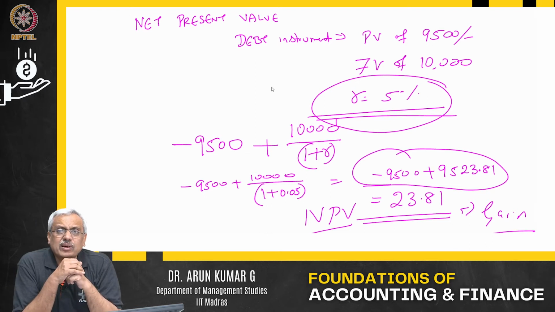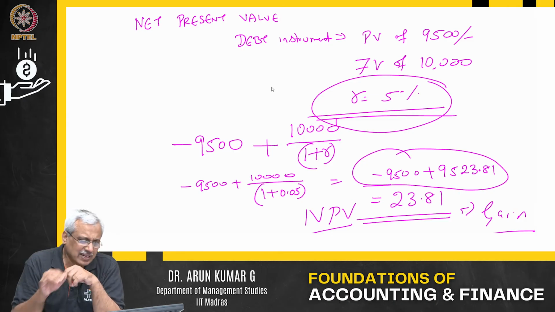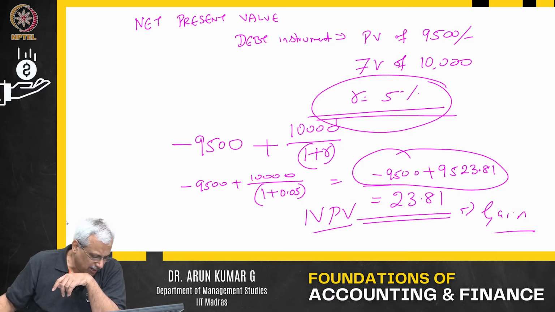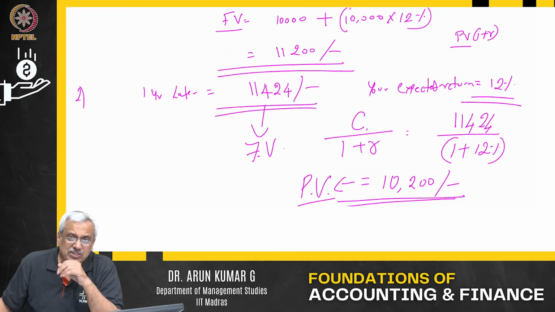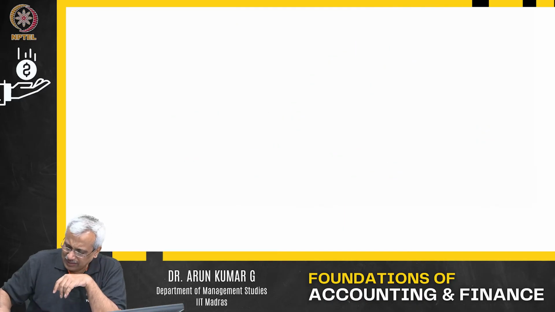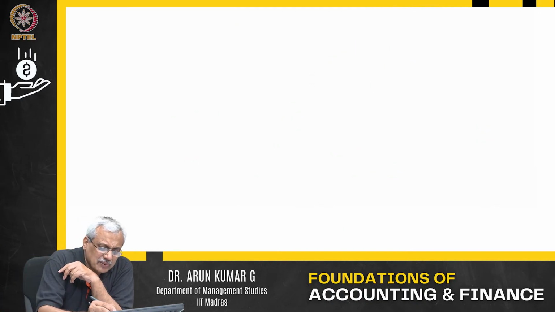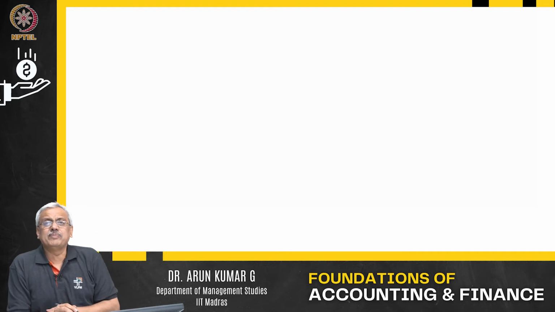So far what we have talked about is all a single period case. We all took it for 1 year, that's all. Whether it is net present value or the previous examples of future value, I've done it for only 1 year. Let us look at a multi-period case.